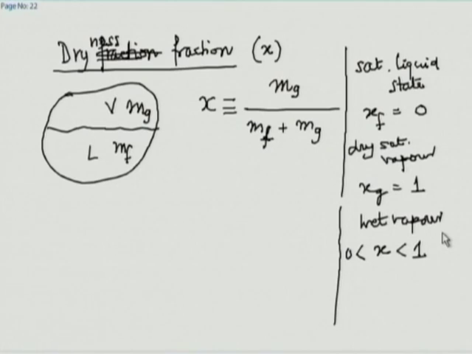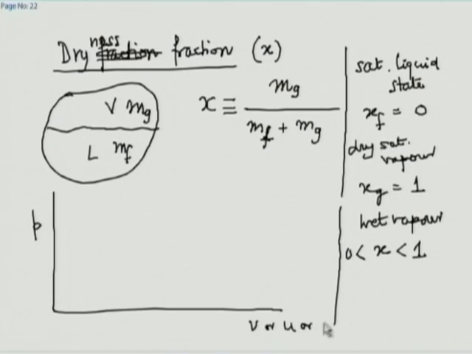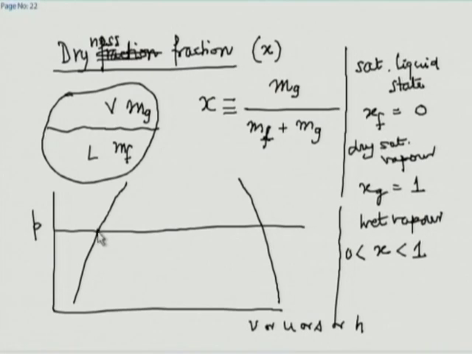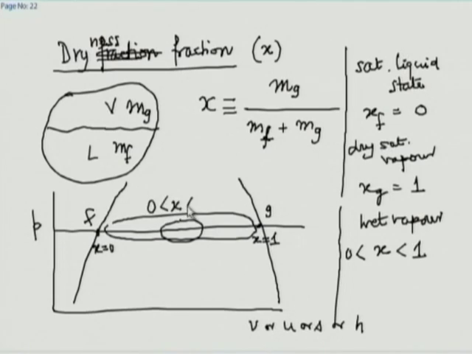This is the legal range, 0 less than or equal to x less than or equal to 1 on our P and either V or U or S or H diagram. This is the saturated liquid line, this is the dry saturated vapor line, and if you take a pressure, this is the saturated liquid state point, this is the dry saturated vapor state point. So, this will be x equal to 0, this will be x equal to 1, and somewhere here all through this is 0 less than x less than 1. This is wet vapor.